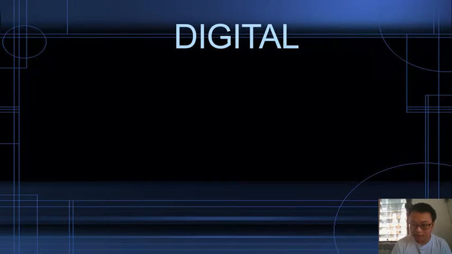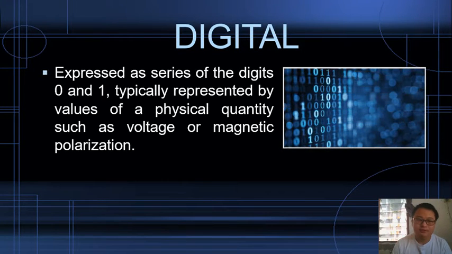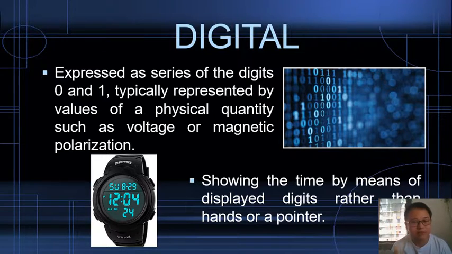So what is digital? A digital signal is expressed as a series of the digits 0 and 1 like a computer, typically represented by a value of a physical quantity such as voltage or magnetic polarization. Just like just now, differing from analog, digital uses digits to display the time, as you can see here, showing the time by means of display digits rather than a hand or a pointer.